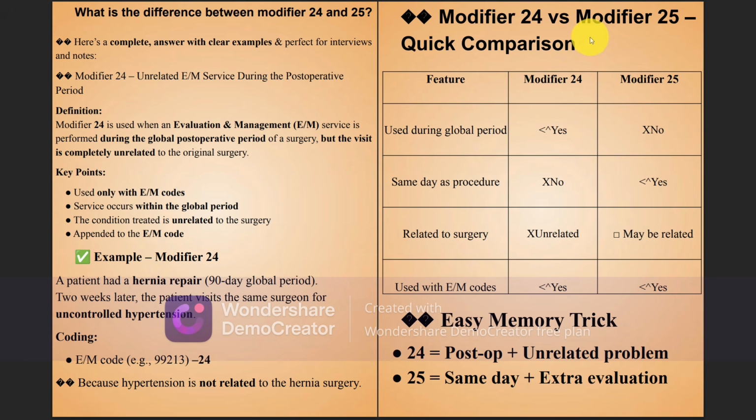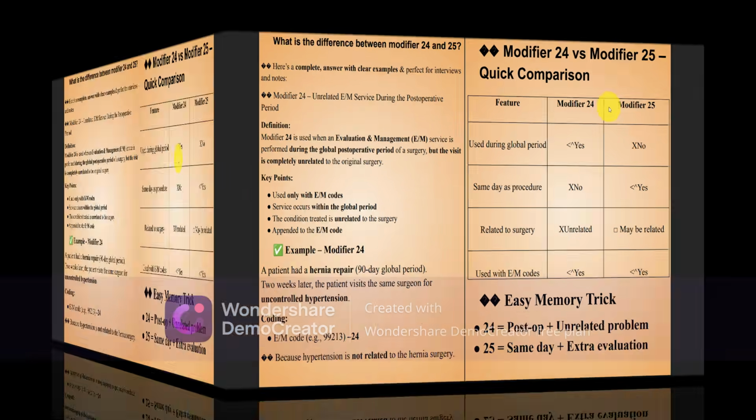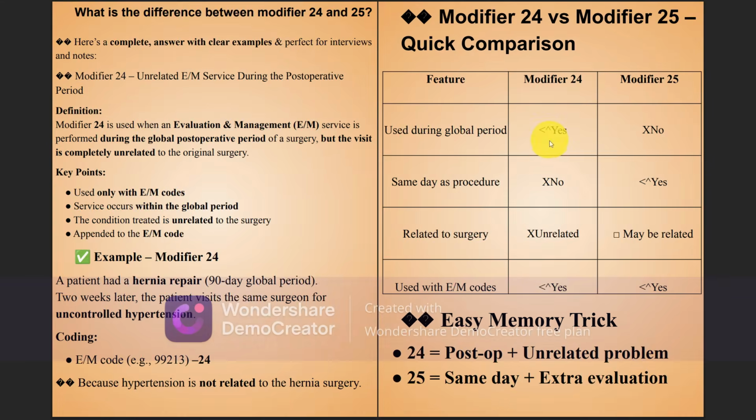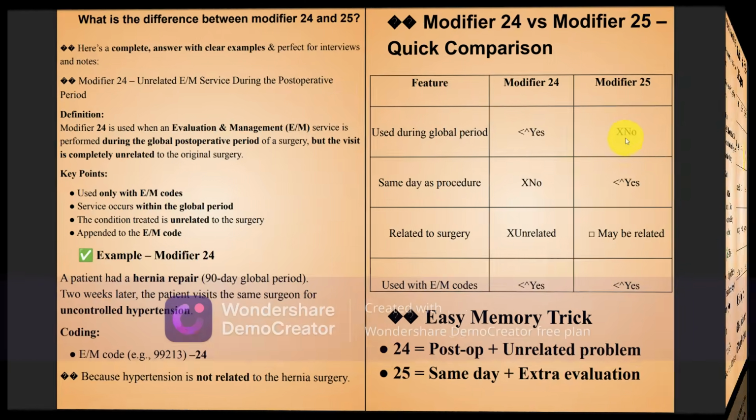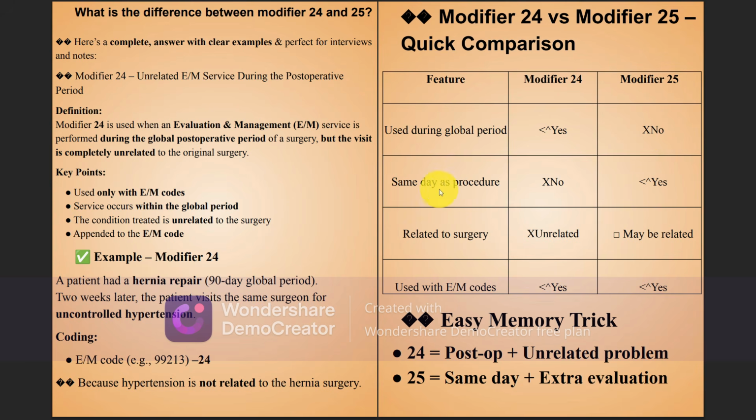Modifier 24 versus 25, a quick comparison. Features: modifier 25, modifier 24. Yes, 24 we can use. Modifier 25: same day surgery as a procedure, yes. Modifier 24: no. Related to surgery? For 25, here it is unrelated, but it may be related. Used with E/M codes, yes.